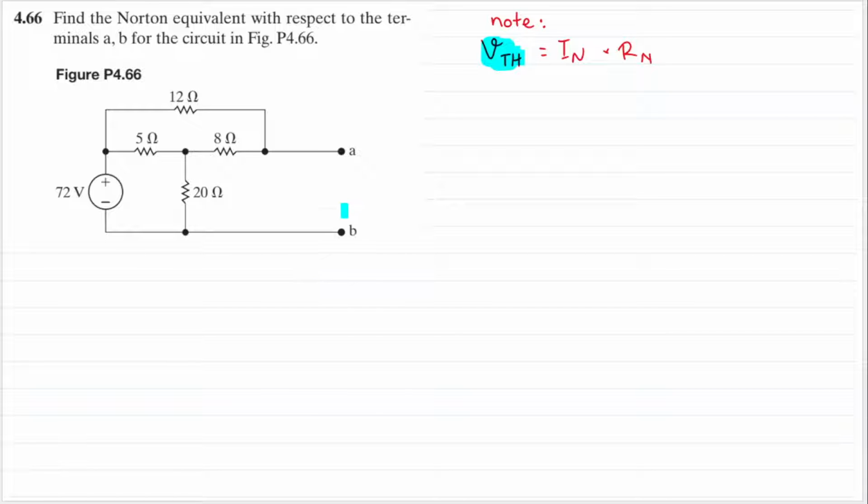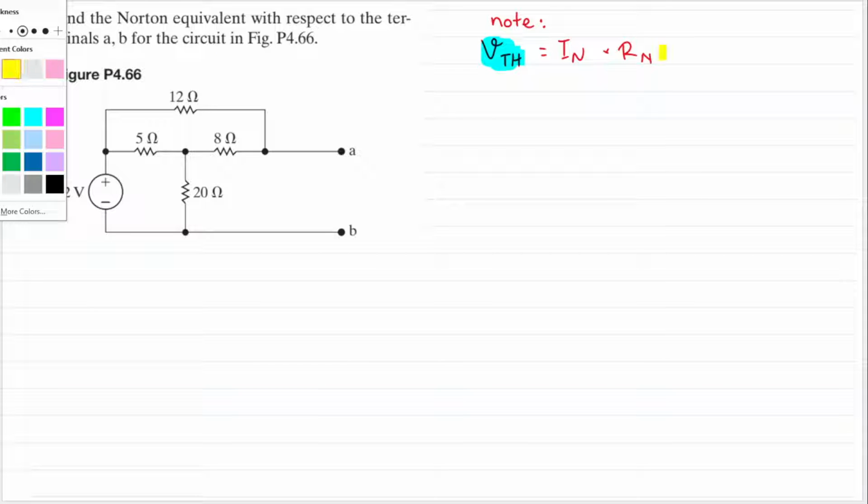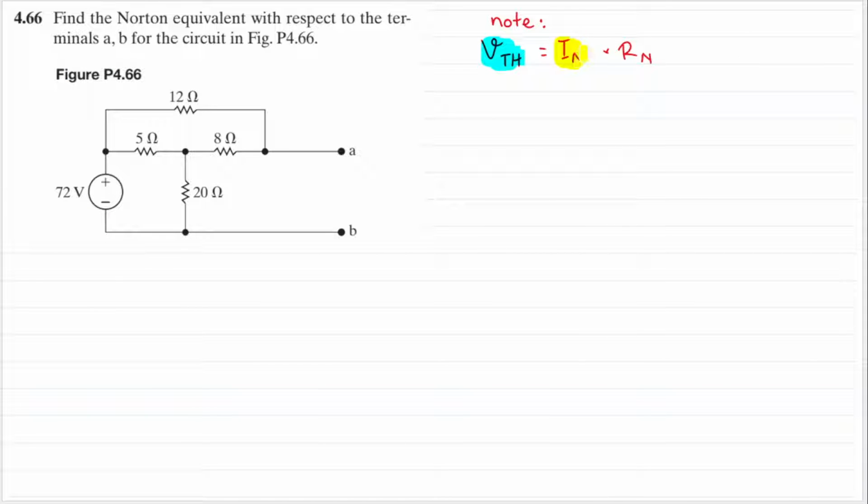Okay, so this is what I note here, and I want to find out this one first, VTH, which is the open circuit voltage of AB, and then the second one I will need to find out the Norton current. So we will have the Norton resistance here. So maybe let's do the first step first. Let's do finding VTH.